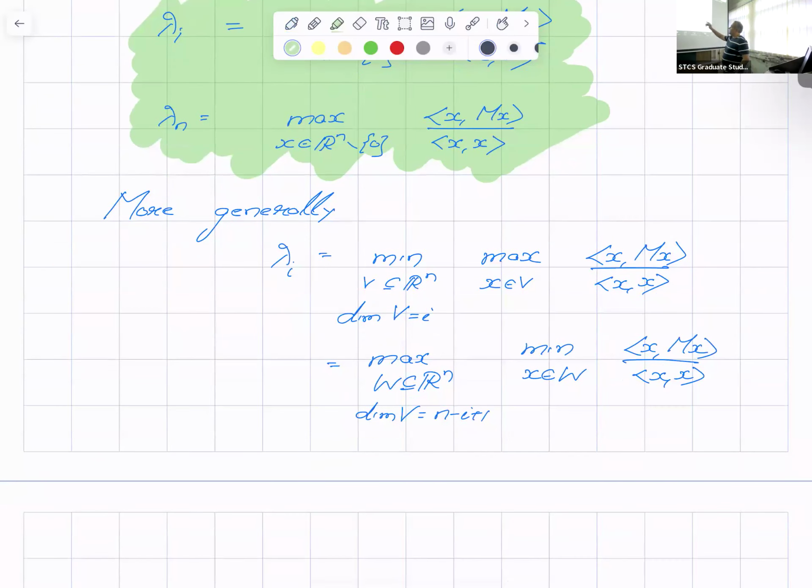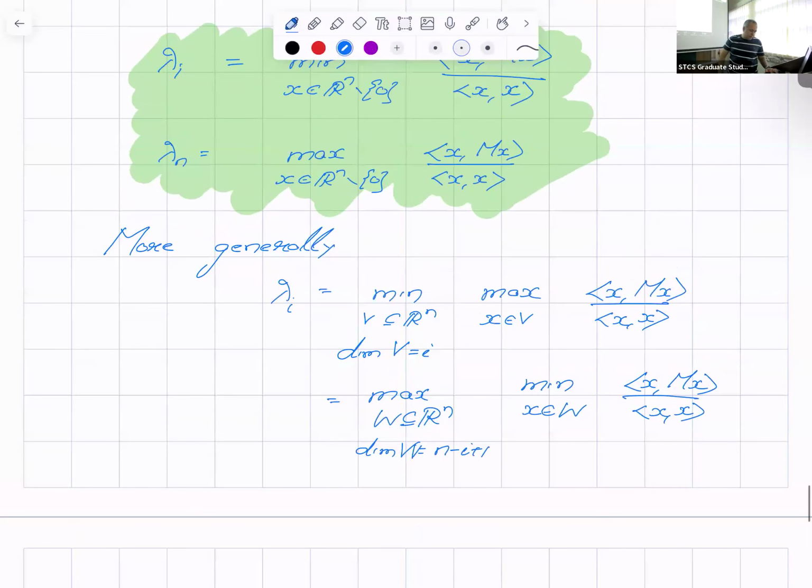So V is some subspace of R^n. I'm taking the min over all subspaces of dimension i. And those two are just simple consequences of this.